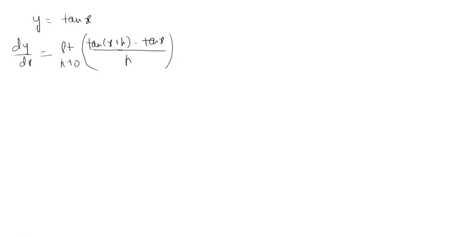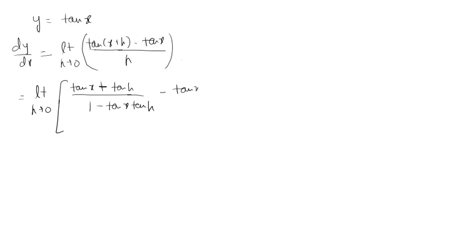Okay, so second one is y is equal to tan of x. Okay, so dy by dx can be written as limit h tending towards 0 tan of x plus h minus tan of x by h. Okay. So it will be limit h tending towards 0 tan of x plus h can be written as tan x plus tan of h upon 1 minus tan x into tan of h minus tan x divided by h.